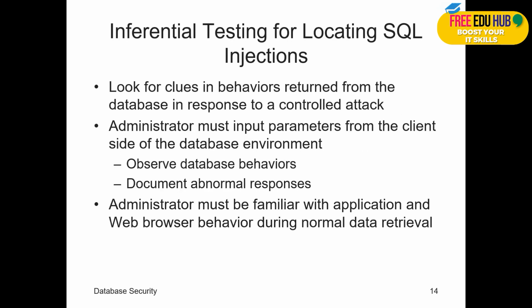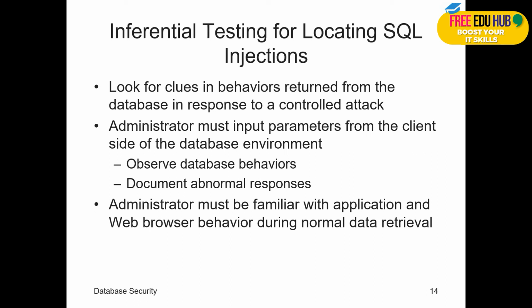Now, inferential testing for locating SQL injection is to look for clues in behaviors returned from the database in response to the controlled attack. You pass on credentials for username and password and you're not authenticated, so what kind of information do you get on the screen? Further, where is it going to get the details: whether it's going into the main user table having all the details of the users, or to the user table only in order to authenticate the details.